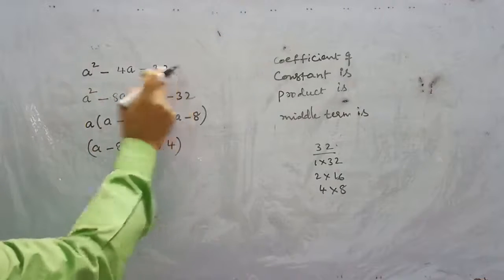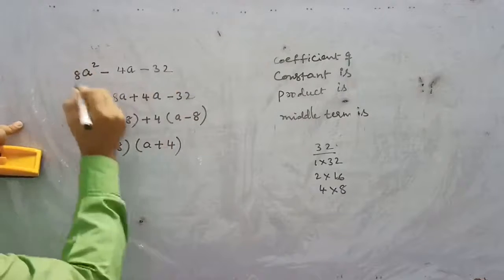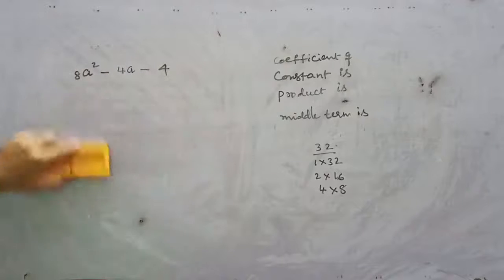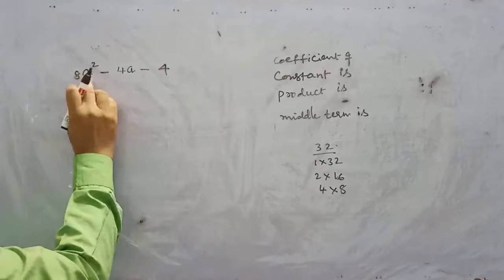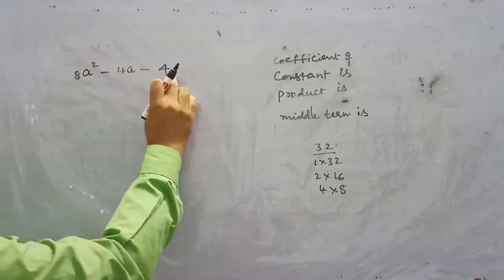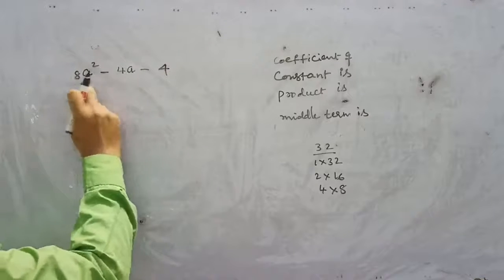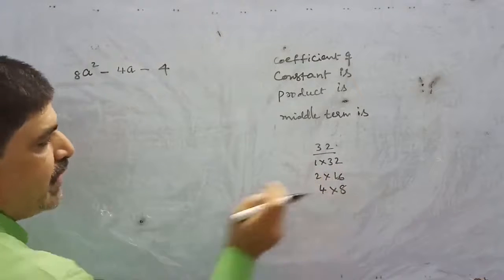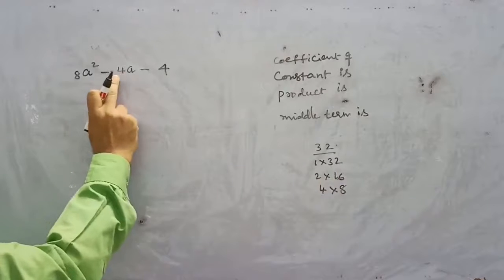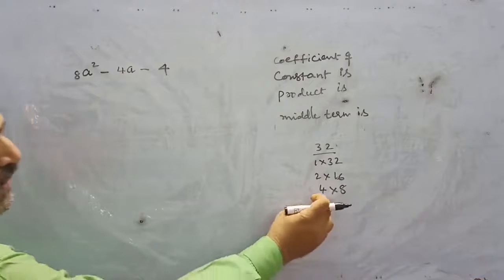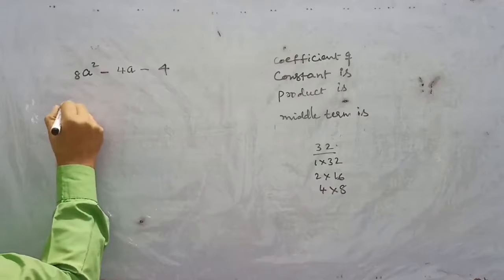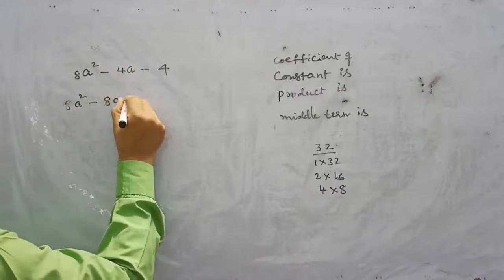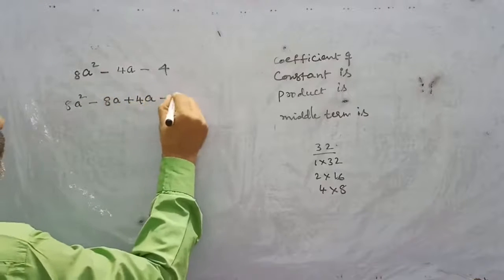The same problem I can write like this also. 8 4s are 32, no? So I am writing here 8 and here 4. Right? Now see the factors. Same. Coefficient of a square is 8, constant is 4. 8 4s are 32. Factors of 32 are 1 into 32, 2 into 16, 4 into 8. In this we have to take minus 8 and plus 4. These are the factors. Then this can be written as 8a square minus 8a plus 4a minus 4.